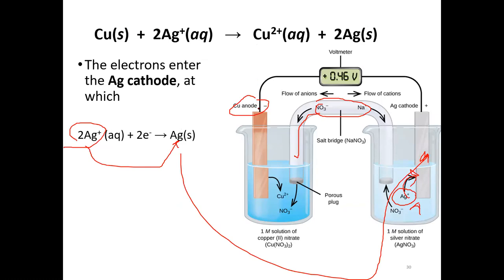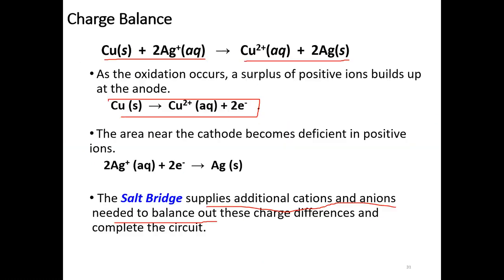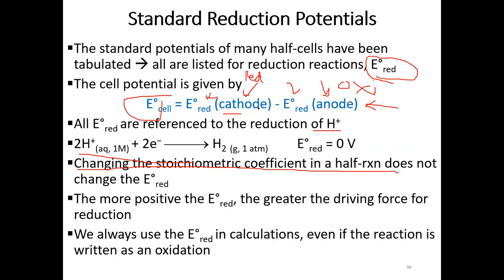Oxidation is the loss of electrons, so oxidation is happening at the anode. That's why I'm going to call this my anode. But the value is always written as E reduction. It's not going to be written as E oxidation. Okay, so just keep that in mind. We always use reduction in calculation, even if the reaction is written as an oxidation.